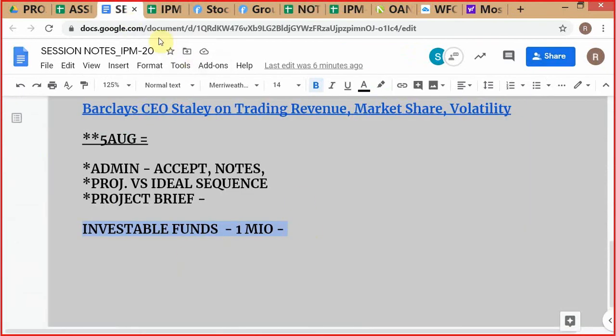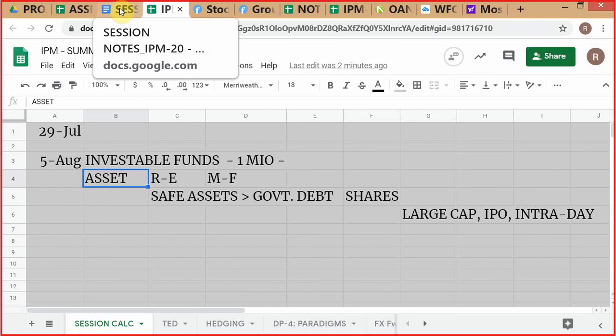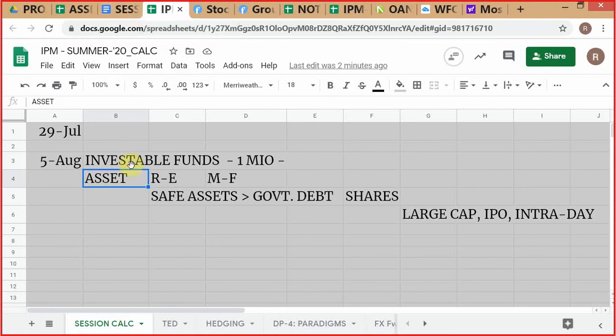Okay. So we asked this question about investable funds, and we got a few answers from your batchmates. Ideally, I'll give you a quick rundown now, and later we'll go through this in greater detail when we get into the decision problems. But right now my goal is to quickly set you up for the project.